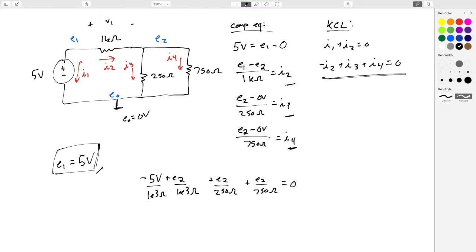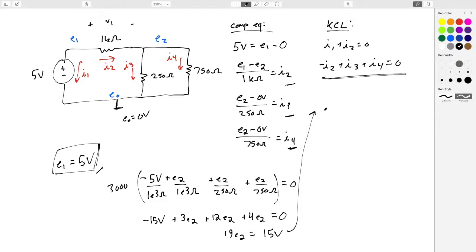Now let's multiply the whole thing by 3,000. What that's going to do is give us negative 15 volts, plus 3 E2, plus 12 E2, plus 4 E2 equals 0. Let's lump these all together. That's 19 E2 equals 15 volts. So we can say E2 equals 15 over 19 volts.